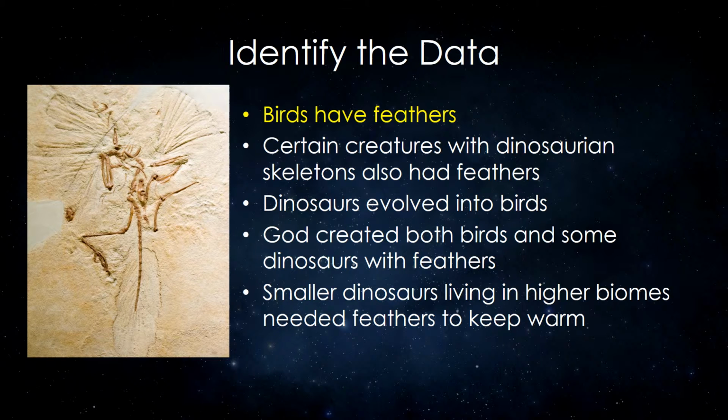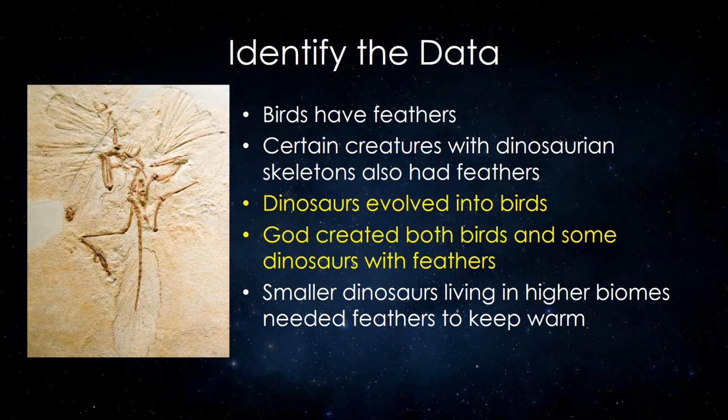The fact that birds have feathers is observable data that can be easily verified. The fossil evidence indicates that certain creatures with dinosaurian skeletons also had feathers, so this is data as well. The claim that dinosaurs evolved into birds is an interpretation of that data just mentioned, showing that some fossils with dinosaurian skeletons also have feathers. The idea that God created both birds and some dinosaurs with feathers is also an interpretation of data.